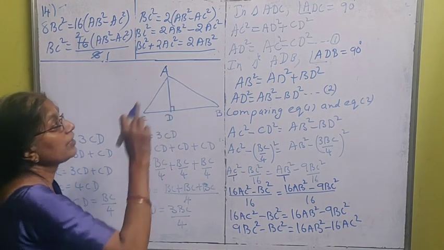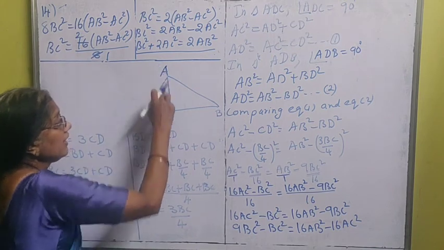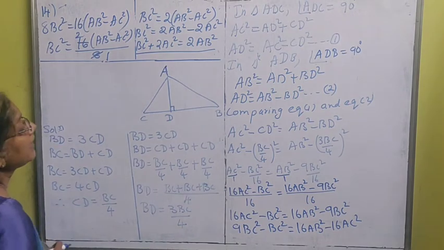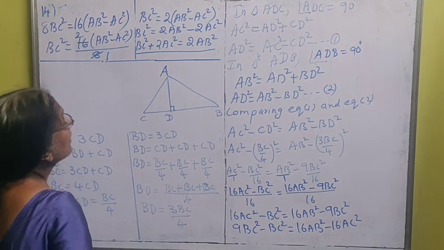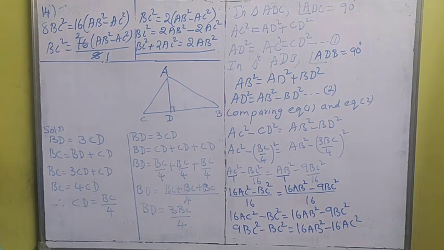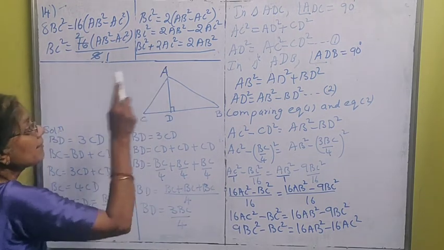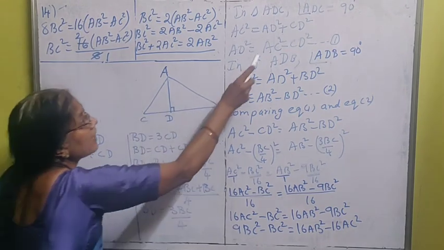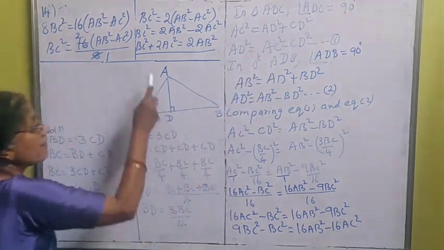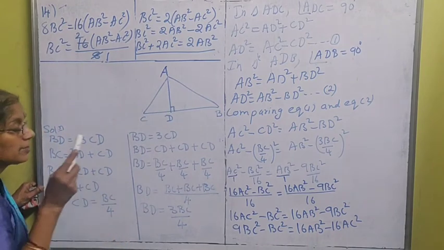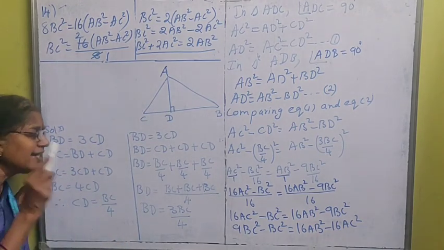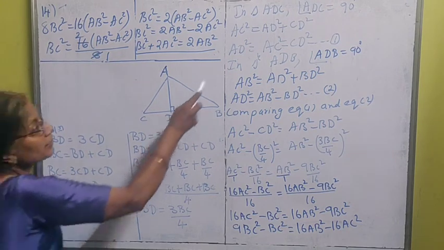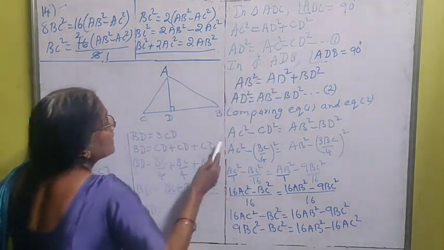Now I will go for the triangles ADC and ADB. In triangle ADC, angle ADC is a right angle, so AC is the hypotenuse. So AC² is equal to AD² plus CD². I will find out what AD² is equal to. I told you, one side square is equal to hypotenuse square minus other side square. So AD² is equal to AC² minus CD².